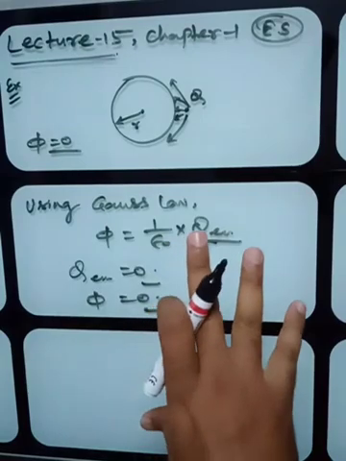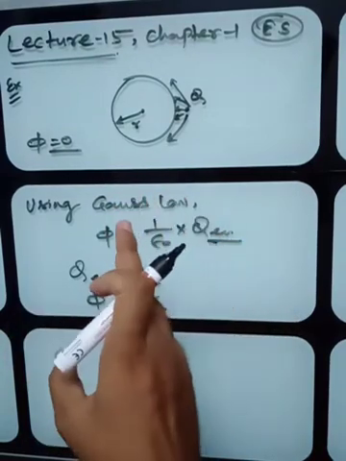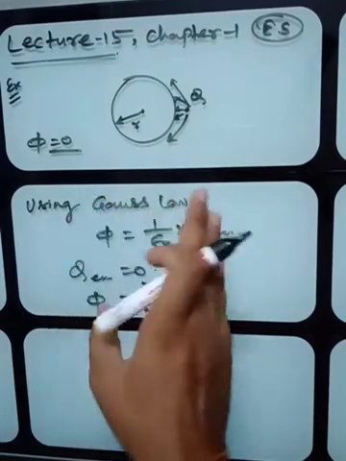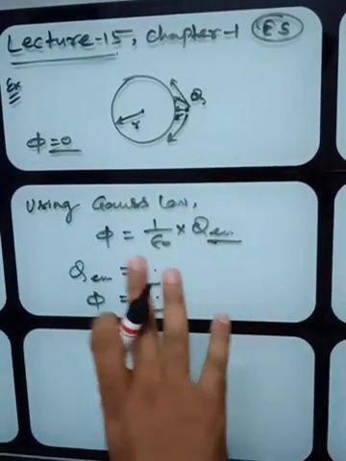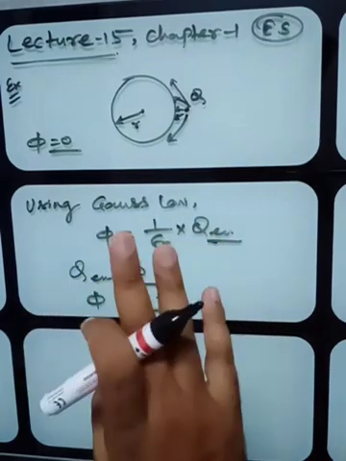Any charge outside the body will give net flux 0 if the body is completely closed. Remember, an outside charge will give you flux 0 if the body is completely closed.